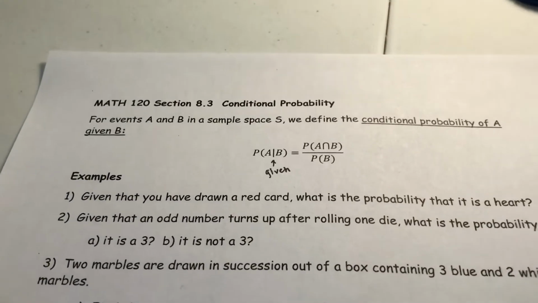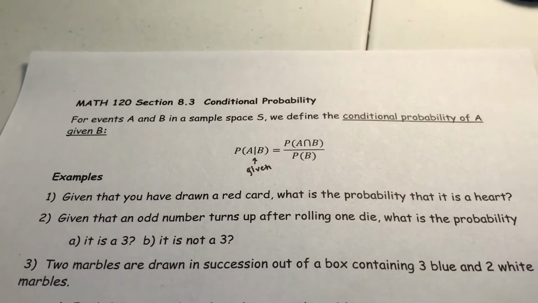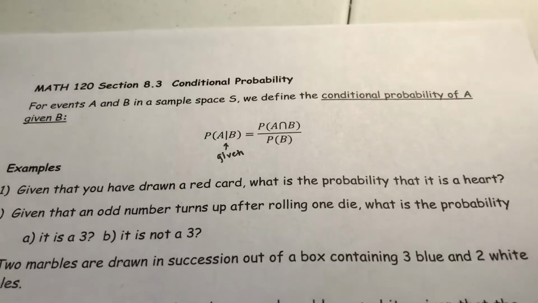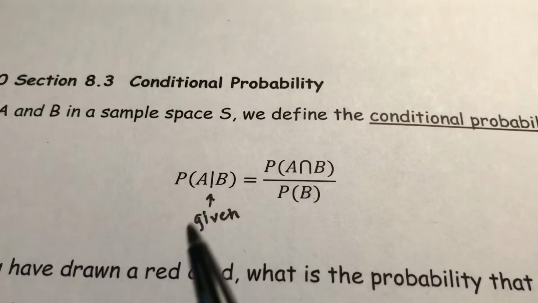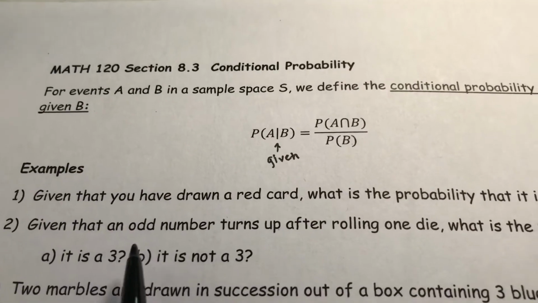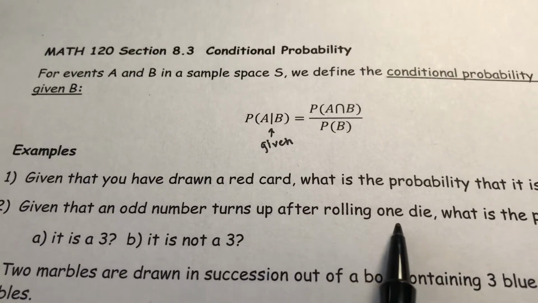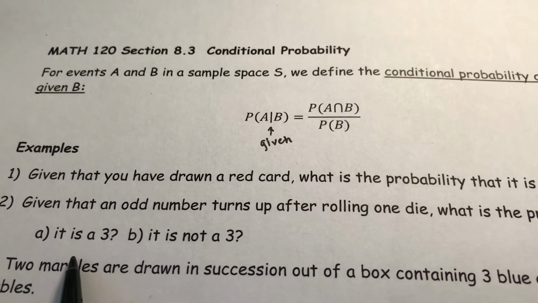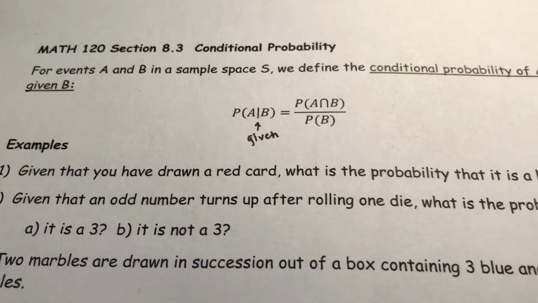All right, we're back for number 2 in section 8.3, conditional probability. So the probability of A given B. Here we go. Number 2 says, given that an odd number turns up after rolling one die, what is the probability it is a 3 and it is not a 3?